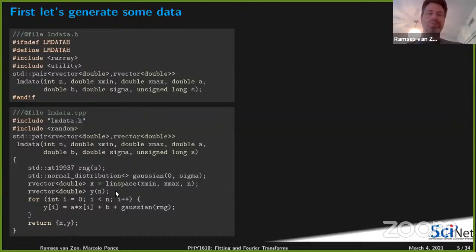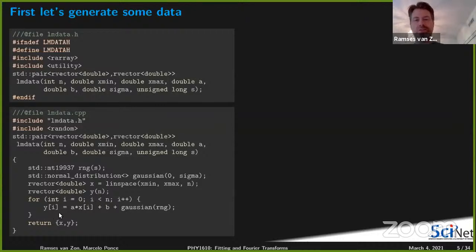So I've made this as a module. There's a single function in this LM data module, so it creates data from a linear model. This is the header file, which just repeats the declaration of the function here. And this function has a few nice C++ features. It returns x and y. Both of them are R vectors of doubles. The first R vector is essentially a set of x values from x min to x max, n points in total. I'm using the linspace function from RArray in here to compute that.